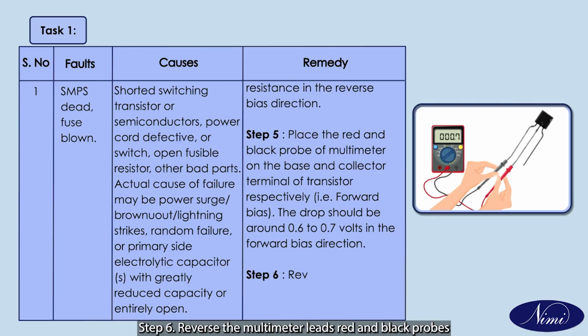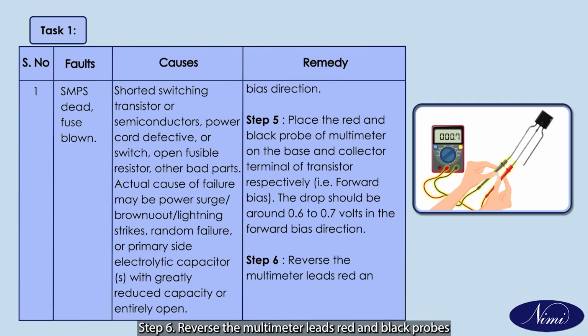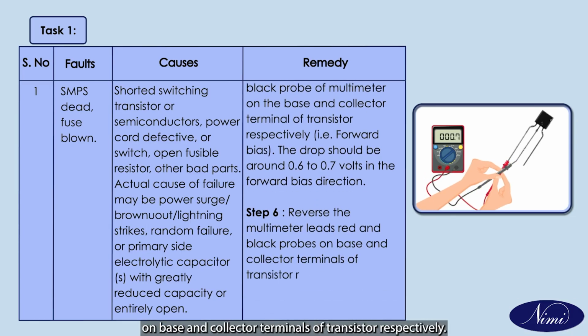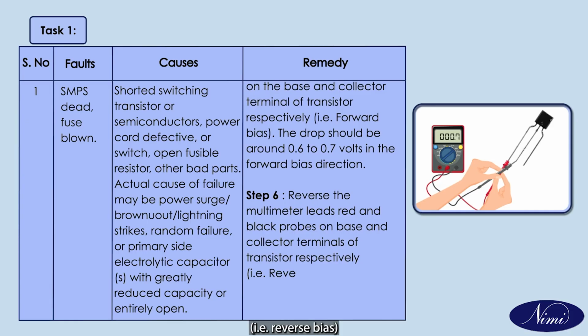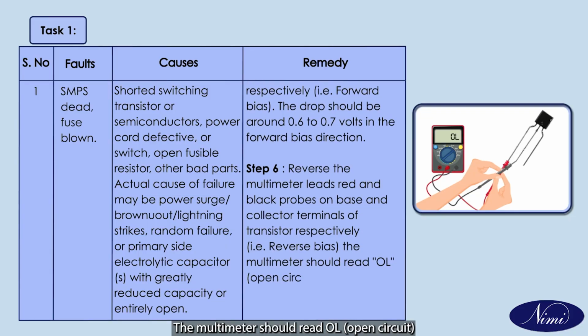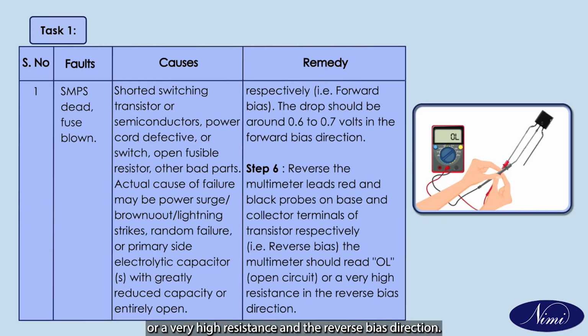Step 6. Reverse the multimeter leads, red and black probes on base and collector terminals of the transistor respectively, that is, reverse bias. The multimeter should read OL, open circuit, or a very high resistance in the reverse bias direction.